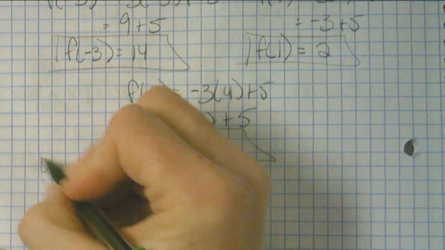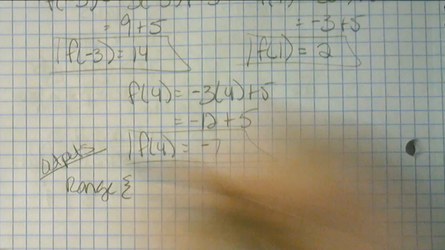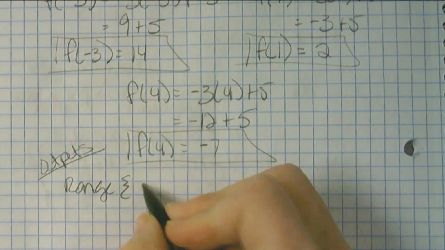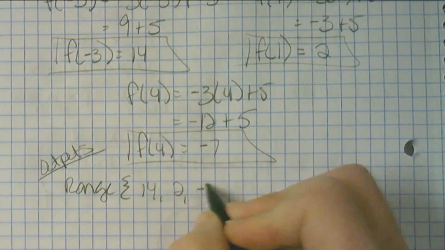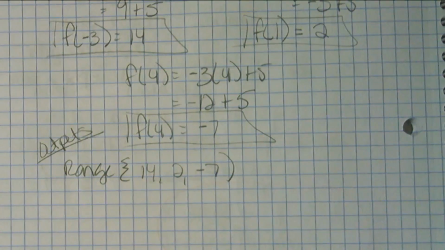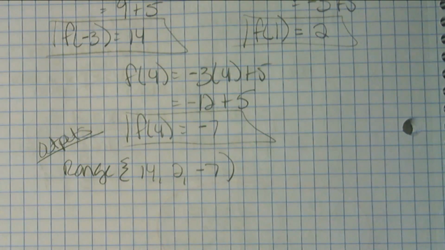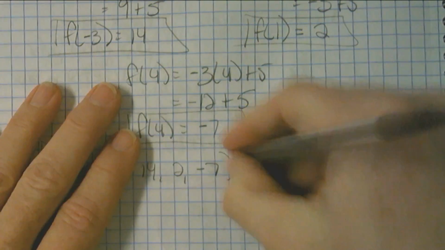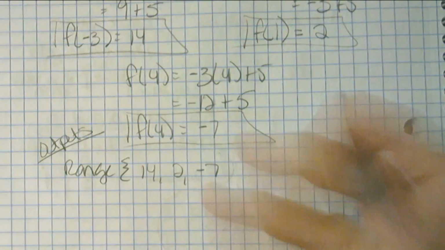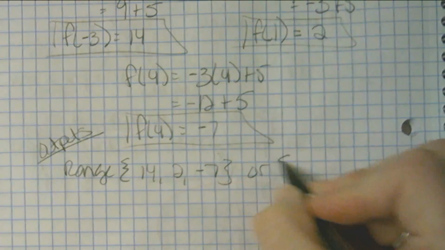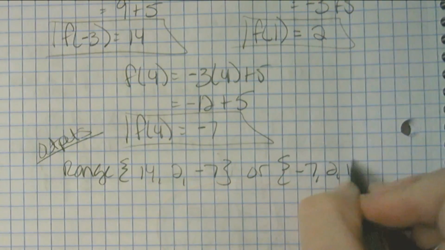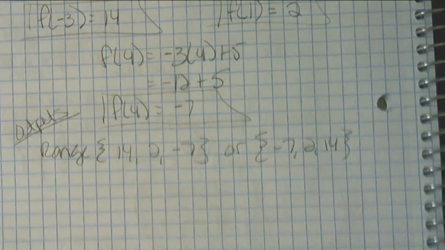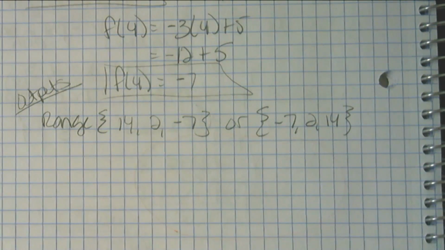Remember, your range are your outputs. Kaylee? 14, 2, and -7. We usually do them in order of least to greatest, but at this point, I don't care. All right, we will change that. I'm going to write -7, 2, and 14. In your book, it's always going to be least to greatest. Questions?